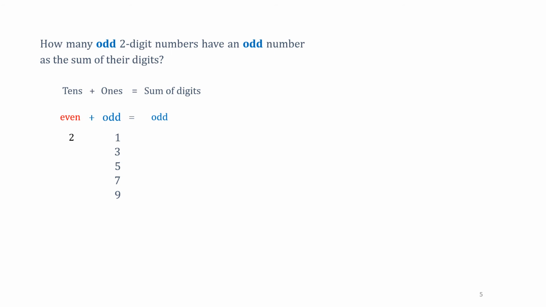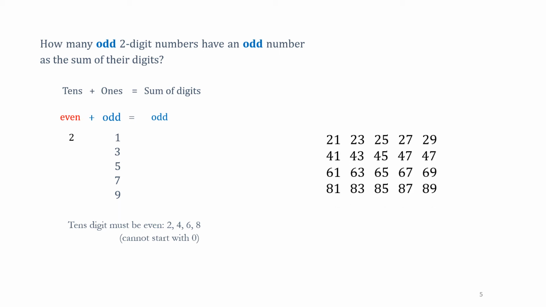Even is 2, or 4, or 6, or 8. We cannot start with 0, otherwise it is not a two-digit number. Then we can have 21, 23, 25, 27, 29. We can make 5 numbers. If the tens starts with 4, we can make another 5 numbers. Then we can have 4 times 5. We can have 20 odd two-digit numbers.